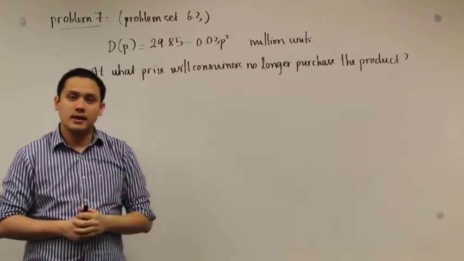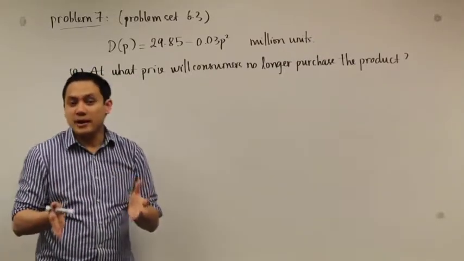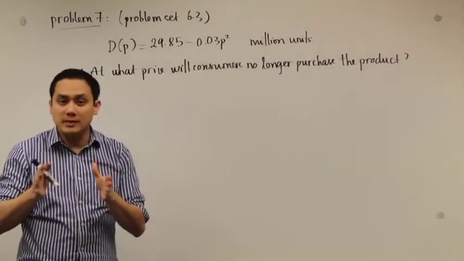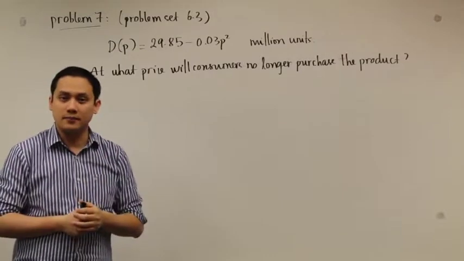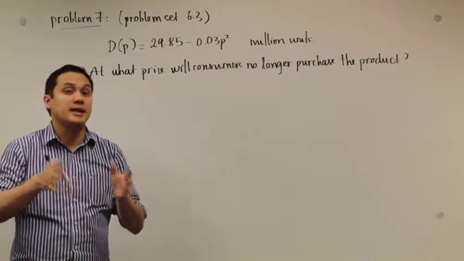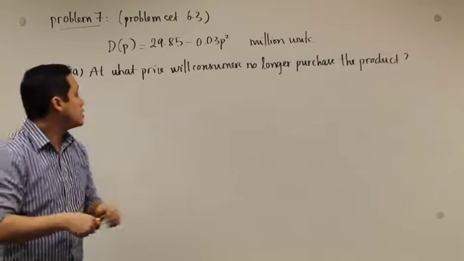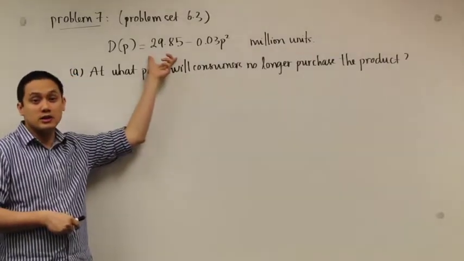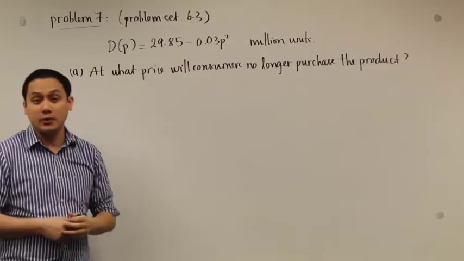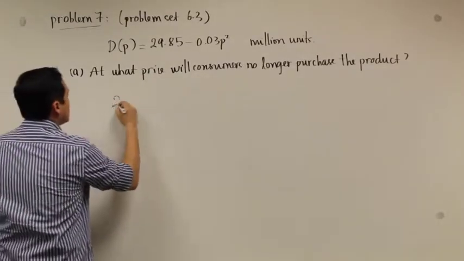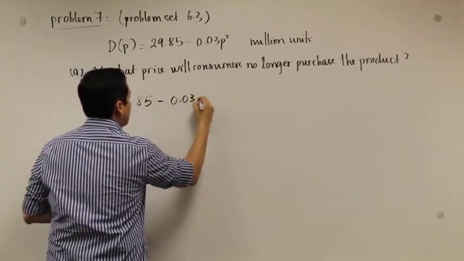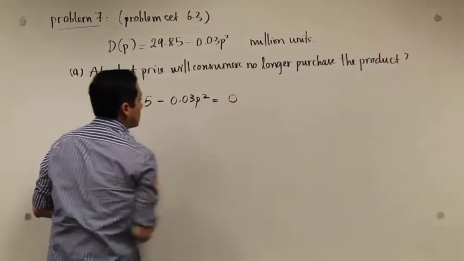To do this problem, we have to think about this a little bit. We have to think that there will be no more demand when the price is too high, right? So we want to look for the value of P such that the demand is 0. So you're going to set the demand function equal to 0 using the solver. You can calculate the value of P. So that is 29.85 minus 0.03 p squared equal to 0.